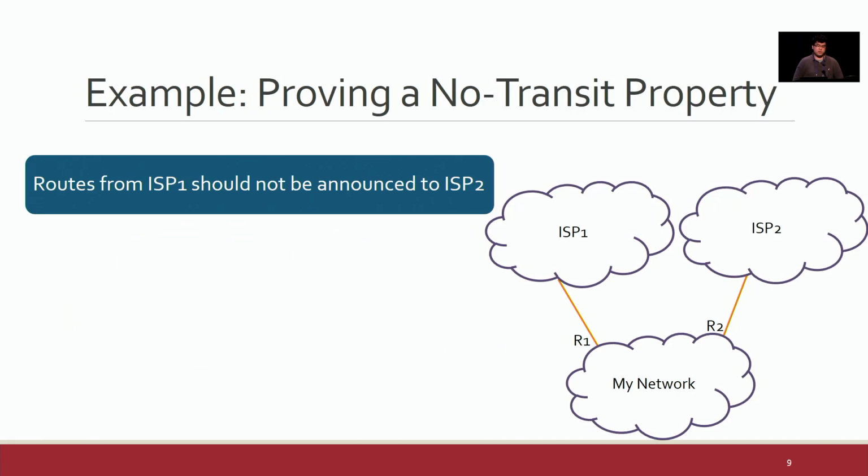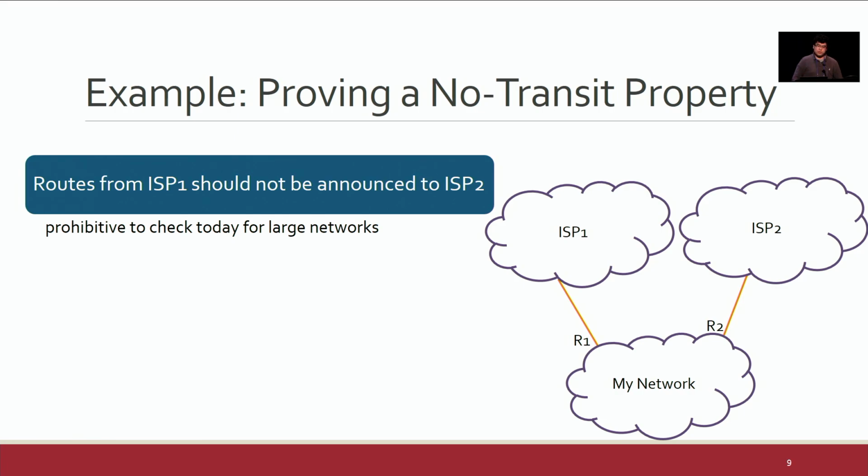So here's an example to show what I mean. Let's suppose we have a network that's connected to ISPs, and we want to show a no-transit property, specifically that any route received from one ISP should not be announced to a different ISP. Using existing verifiers, we'd have to consider the various possible routes and paths that could be sent through the network, and that can be quite difficult.